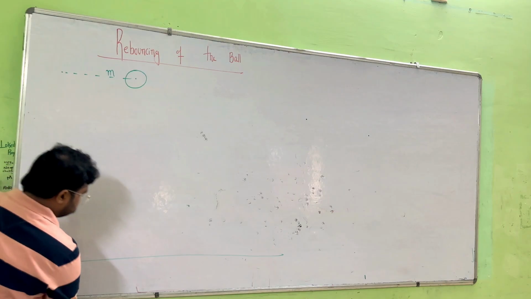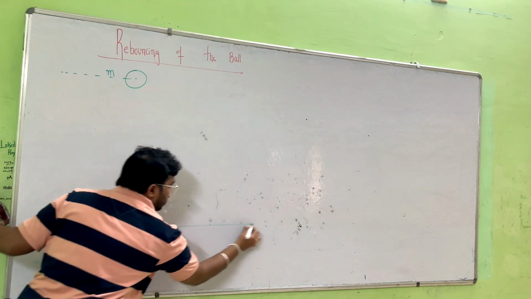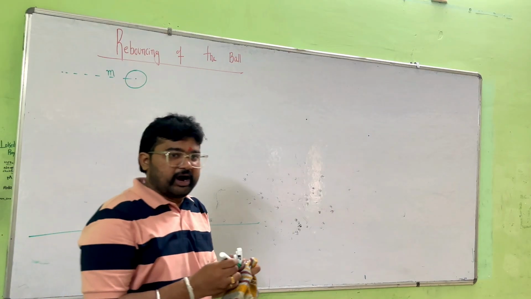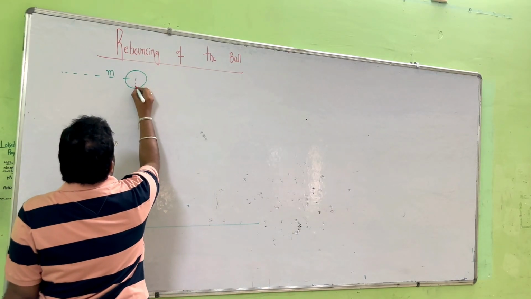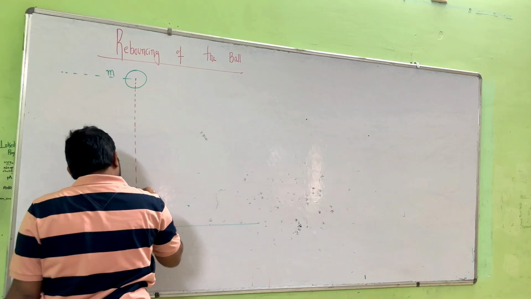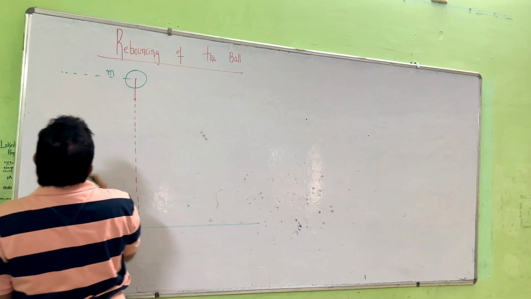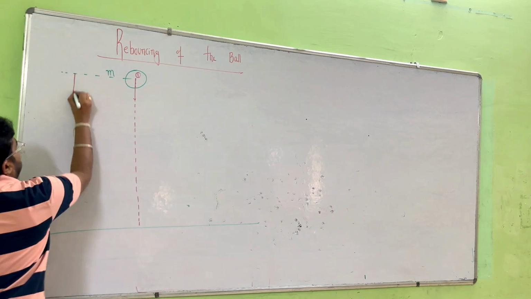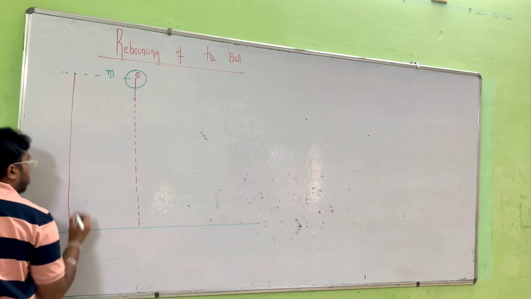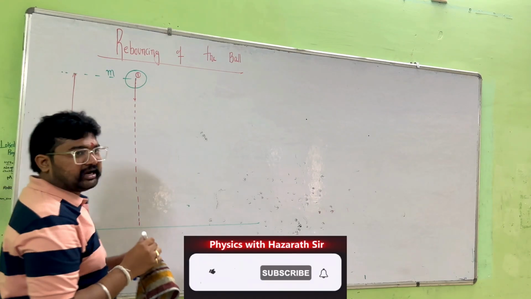See, this is a certain height h from the ground. Focus here. In this case, the ball is freely falling under gravity. Position 1: it falls from height capital H.